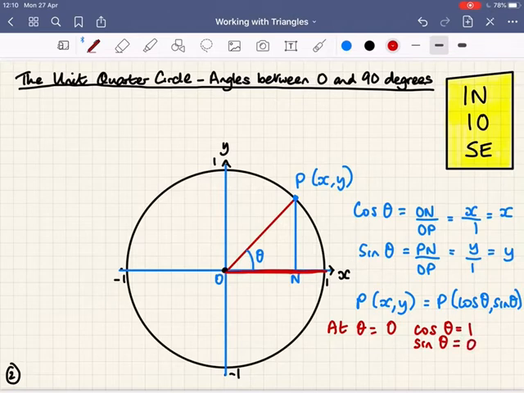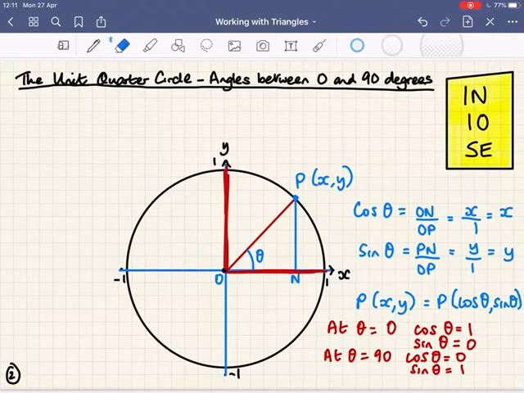If I go to the other side and put my hypotenuse up the y-axis, so that theta equals 90 degrees, then cos theta, my x-coordinate, is 0, and sine theta is equal to 1. Those are important values that we need to remember, and they come from the unit circle.